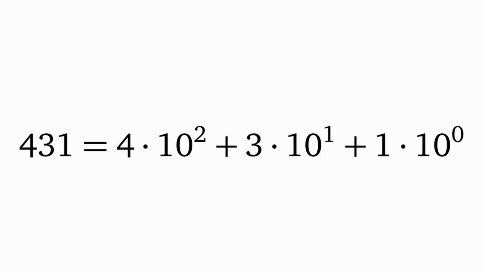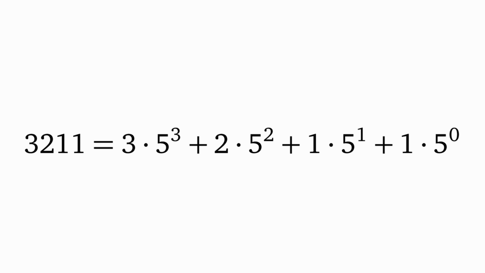Mathematically, this would mean that all place values would be represented in powers of 5. For example, the number which previously have been 431, meaning this, would now become 3211, meaning this. This system would be known as the base 5 system, since all numbers would be written as a sum of coefficients multiplied by powers of 5, leading to the base being 5.